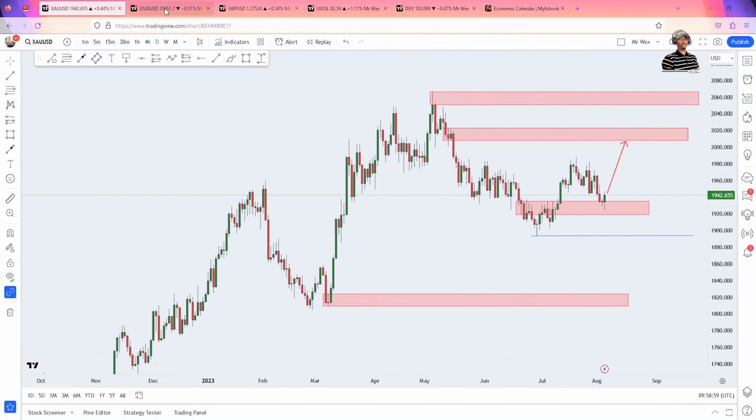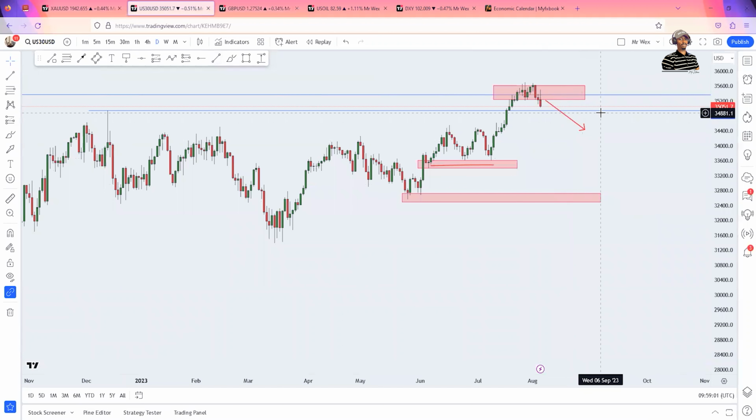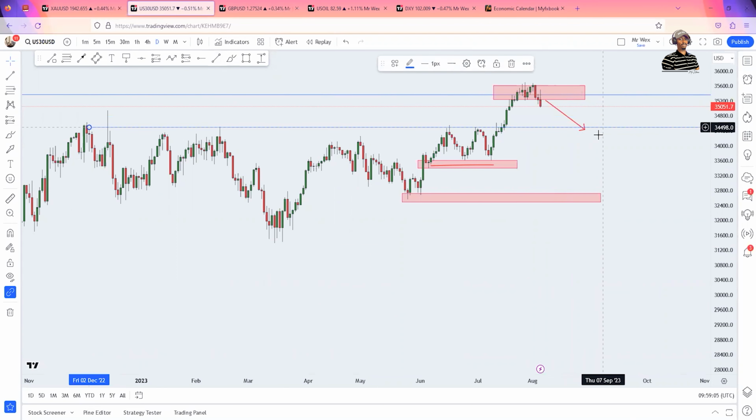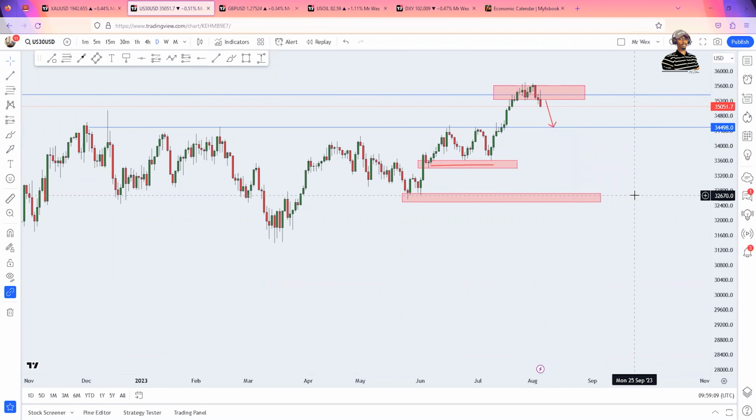So finalizing with US30. US30, of course, we can see the bears are still intact. So I'm going to be looking out for a bearish continuation towards the 34498.0 price level. So a bearish continuation is what I'm going to be looking out for on US30.